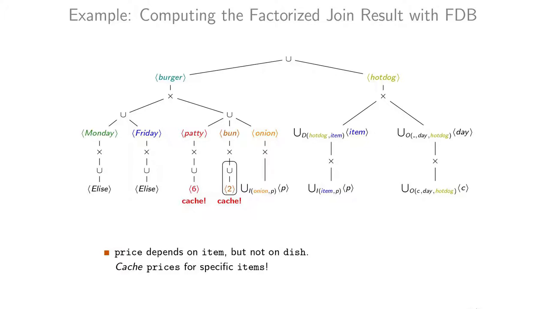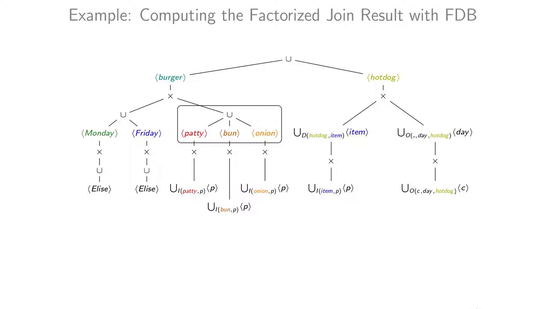And there is one important aspect I want to draw attention to here. Namely that when we actually expanded the items of a burger and we go back to the prices, what we realize is that we know from the variable order that the price is independent of the dish given the item.